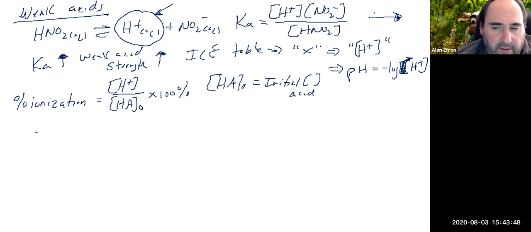We also did somewhere we used this to backwards calculate the Ka value of an acid, because we'd be able to figure out the X value in that ICE table and go backwards.